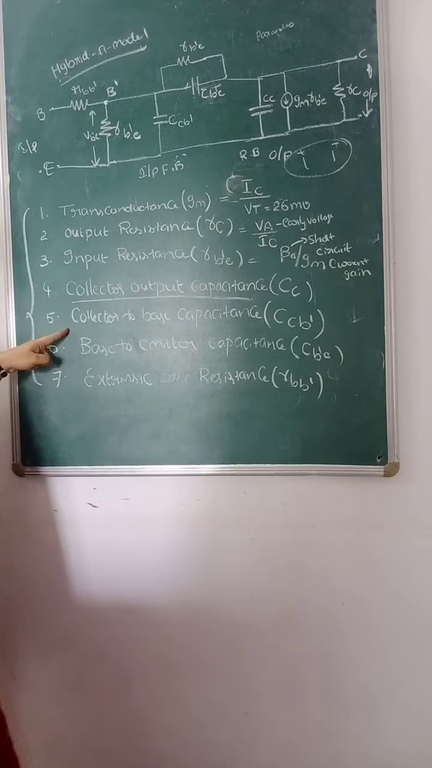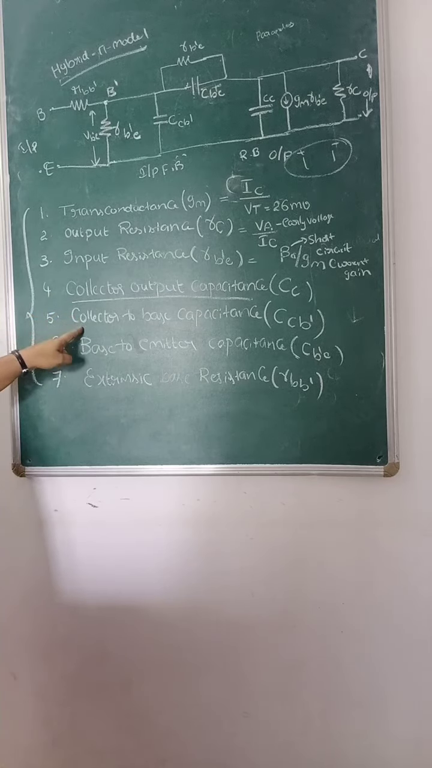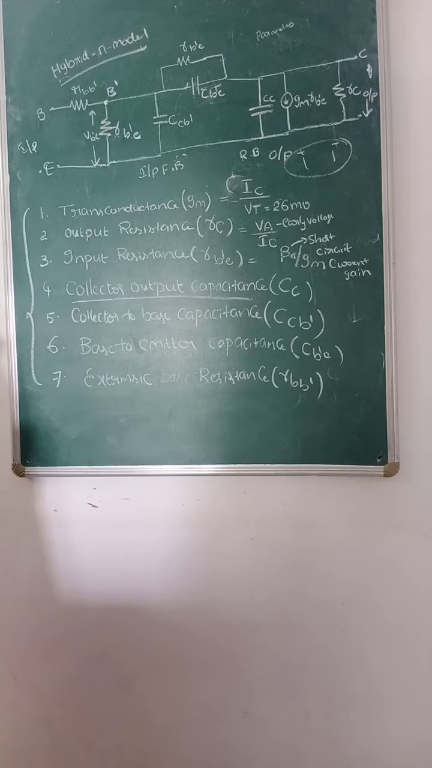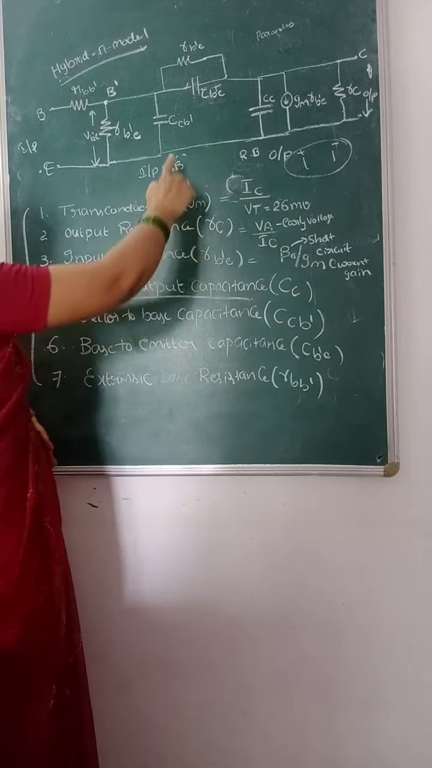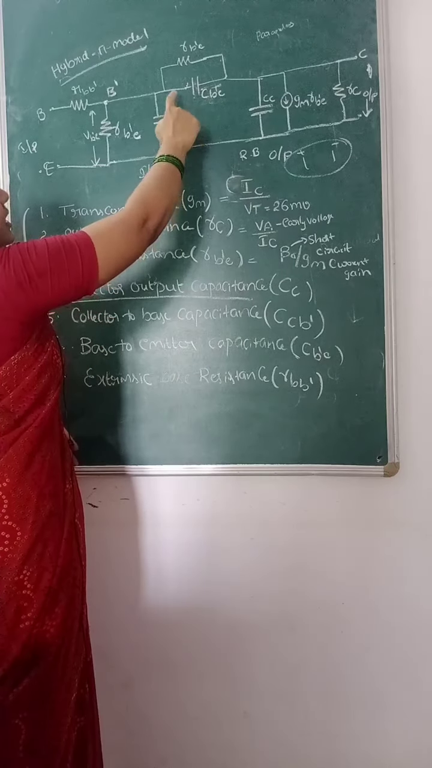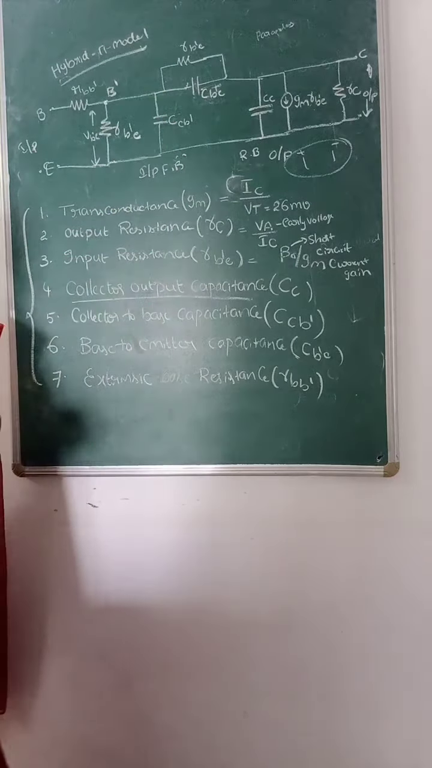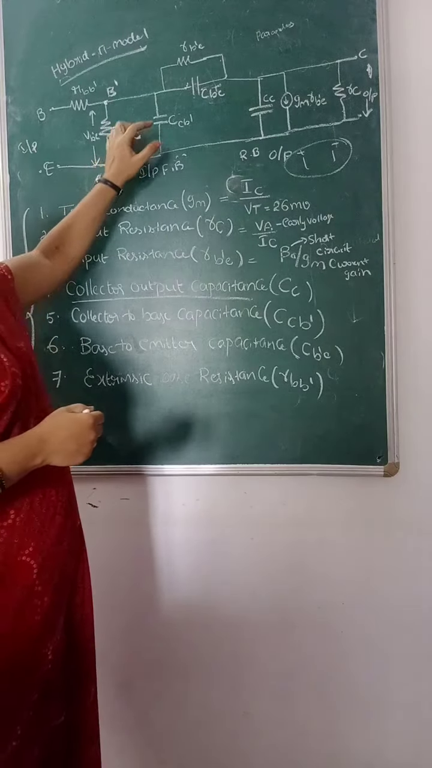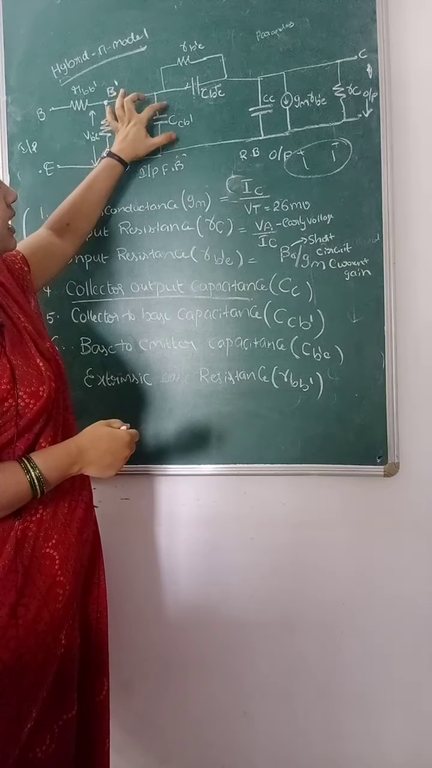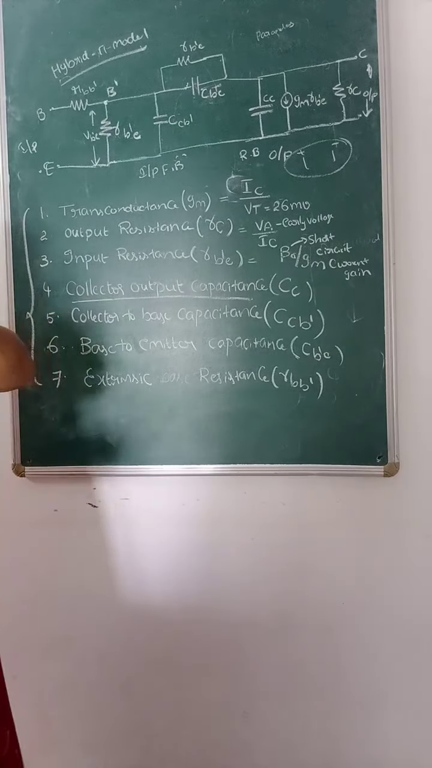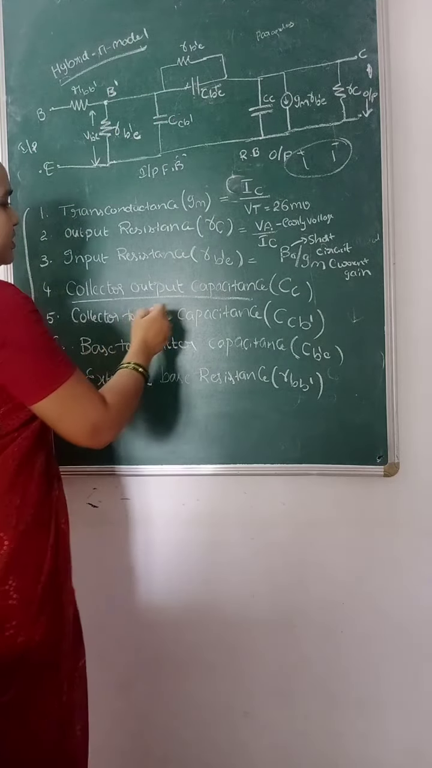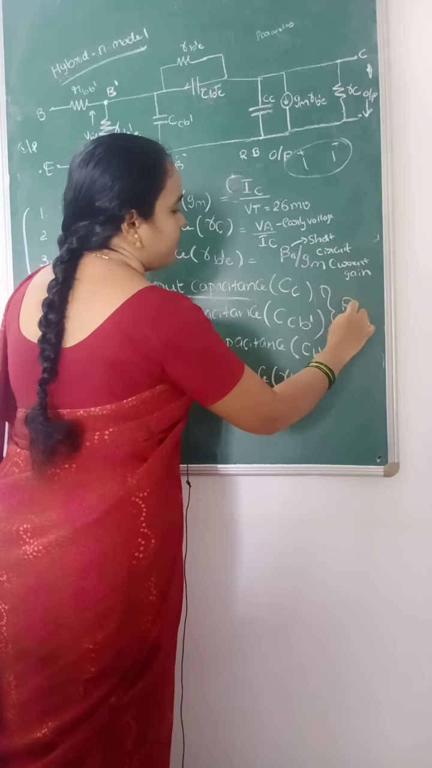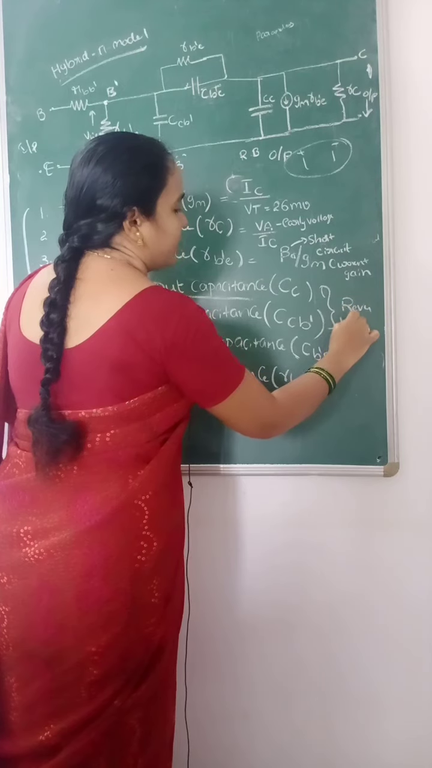Next, the fifth one is collector to base capacitance. This is also the capacitance offered between the terminals called collector and base regions. It is also a function of reverse bias. These two are functions of reverse bias voltages.